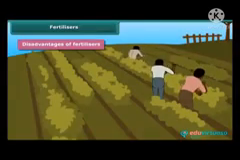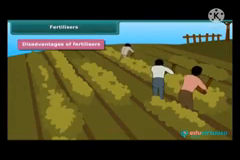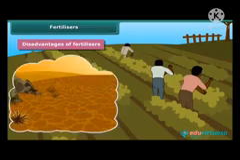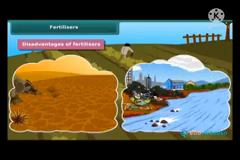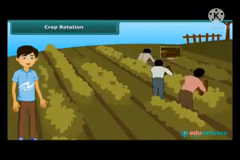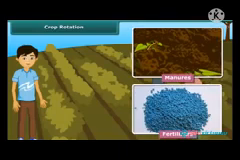However, there are some disadvantages of using fertilizers. Excessive use of fertilizers makes the soil less fertile, and they have also become a source of water pollution. Difference between fertilizers and manures. Till now we have learned about manures and fertilizers and their uses. Now let us move on to know another method of replenishing the soil with nutrients.